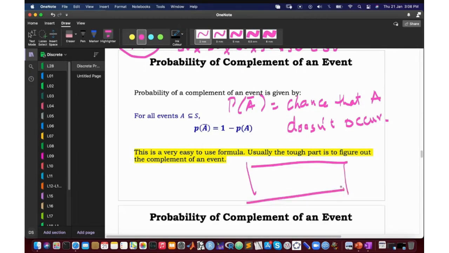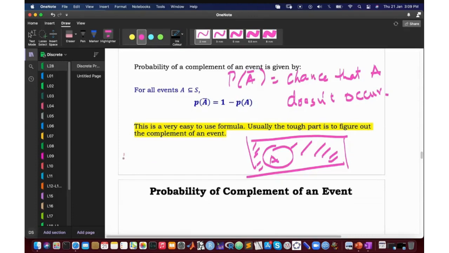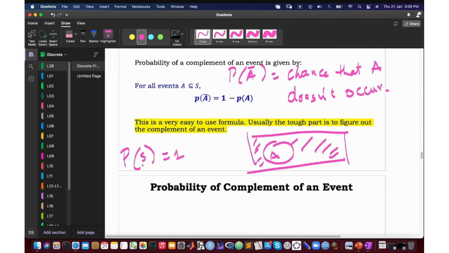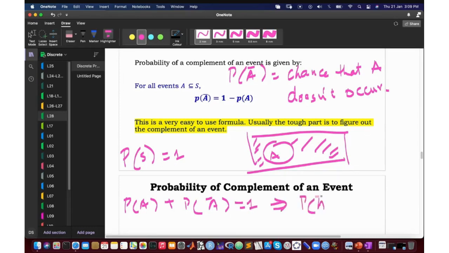So let's say this is your S and this is your A. A complement is everything here. This is A complement, and we know that probability of S is 1. And what is S? S is the disjoint union of A and A complement, right? So it's probability of A plus probability of A complement, and it must be equal to 1, which implies that probability of A complement is, if I bring it to the other side, 1 minus probability of A.